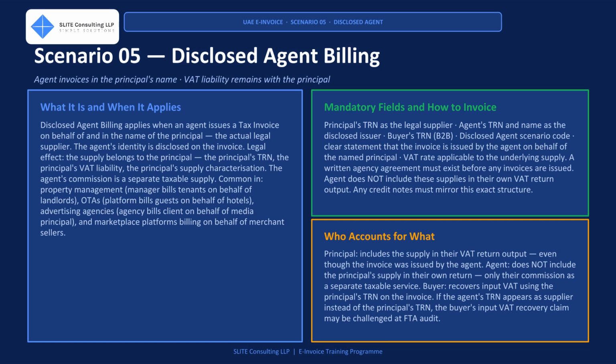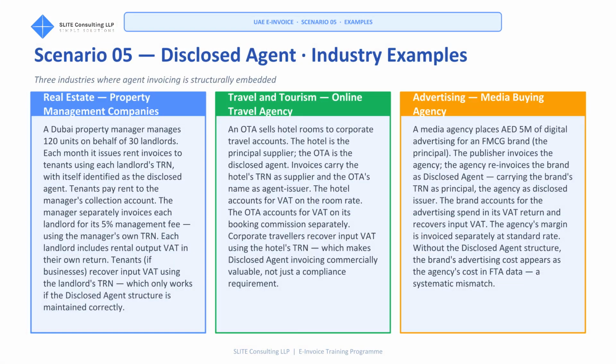A written agency agreement must exist before any invoices are issued. Get the structure wrong, agent's TRN as supplier, and the buyer's input VAT claim can be challenged at FTA audit. Examples next. 3 industries where agent invoicing is structurally embedded.